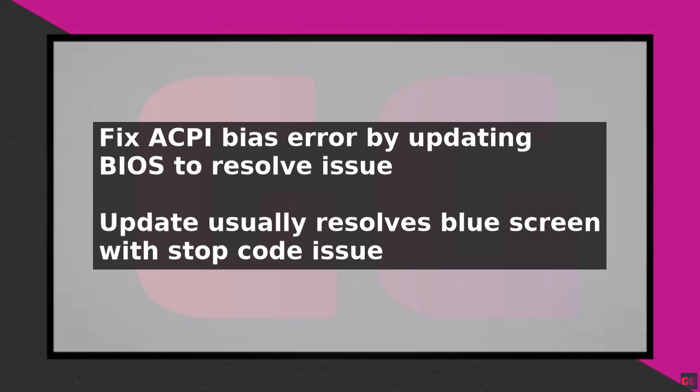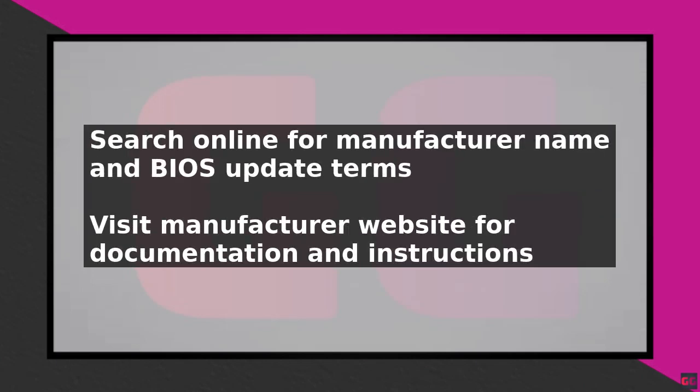To do this, start by searching online for the computer manufacturer's name along with the terms BIOS or BIOS update. Visit the manufacturer's website, which should provide the necessary documentation and instructions for downloading and installing the updated BIOS.